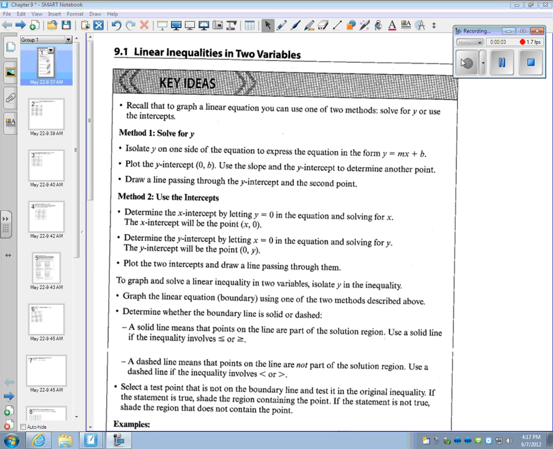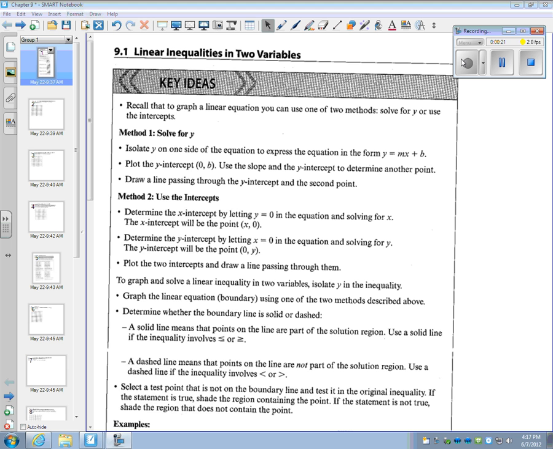Section 9.1, linear inequalities in two variables. So grade 11s, this should be a review from Foundations of Math 20, graphing linear inequalities. But don't worry, you don't need colored pencils for this, which is nice. Not yet. Okay, recall that to graph a linear equation, you can use one of two methods.